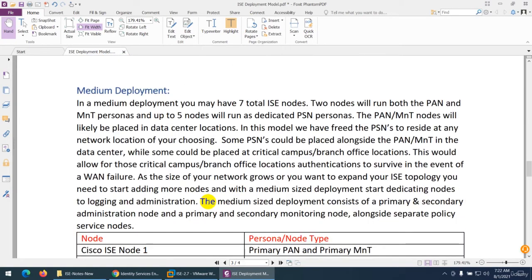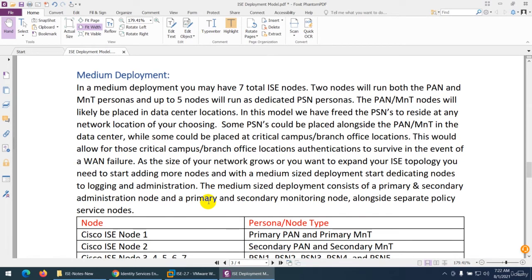Now coming to another deployment, the medium deployment. In a medium deployment, you may run up to 7 total ISE nodes. Keep in mind 7, which we discussed above. 2 nodes will run both the PAN and MNT personas. Out of 7 nodes, 2 will run PAN and MNT personas, and up to 5 nodes will be dedicated to PSN, because there is no such concept of primary and secondary in PSN. I'm repeating this again and again.